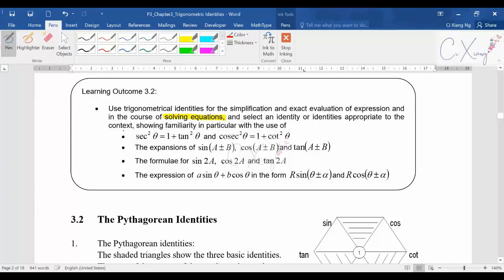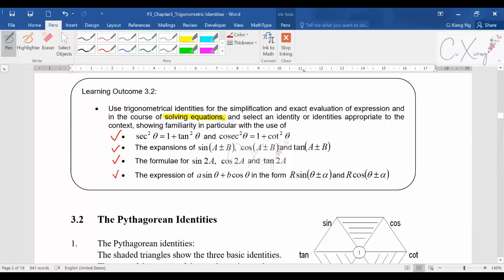The first one is the Pythagorean identity, which will be covered in this video. The second one will be the compound angle formula, after that the double angle formula, and finally we are going to express a sine theta plus b cos theta in a sine or cos form. There are 4 different parts here, so we'll separate it into 4 different videos or more, to discuss all the important identities here.